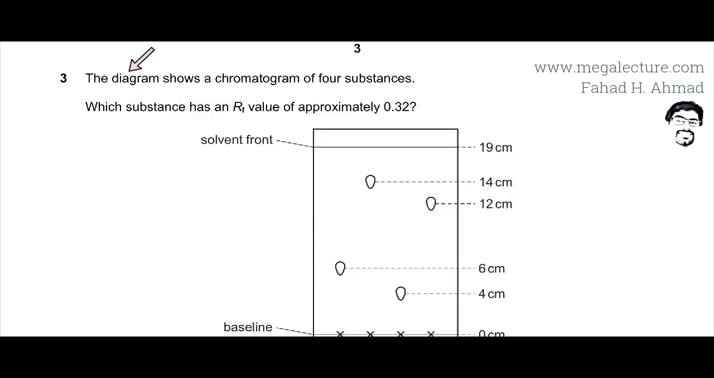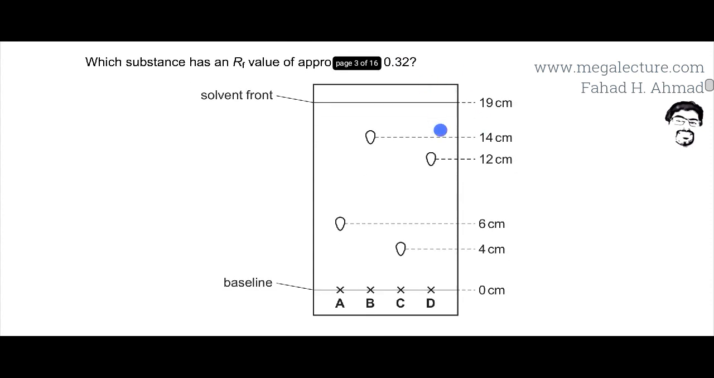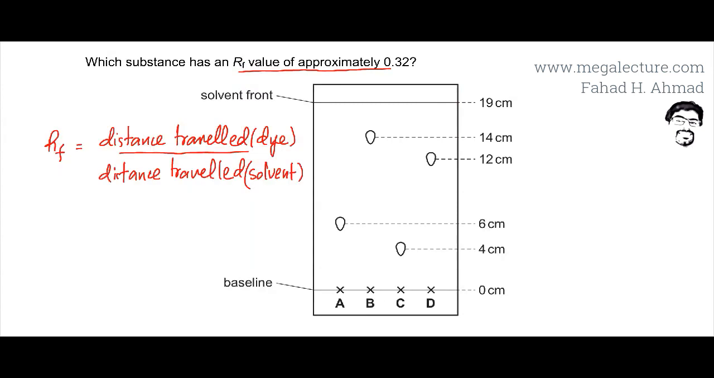The following question reads that the diagram shows a chromatogram of 4 substances. Which substance has an Rf value of approximately 0.32? So let's have a look at the diagram. And we need to know the substance whose Rf value is 0.32, that's given. The first thing we need to know is what is meant by the term Rf value. Rf value is the distance traveled by the dye divided by the distance traveled by the solvent.